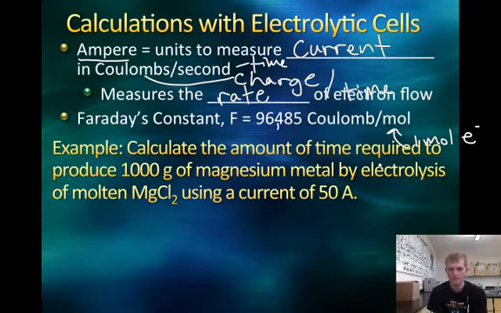It asks us to calculate the amount of time required to produce 1,000 grams of magnesium metal by electrolysis of molten magnesium chloride using a current of 50 amps. So this is something we might do in a factory, in a steel factory, where we melt down some ore of magnesium so that we can get the magnesium out of it.